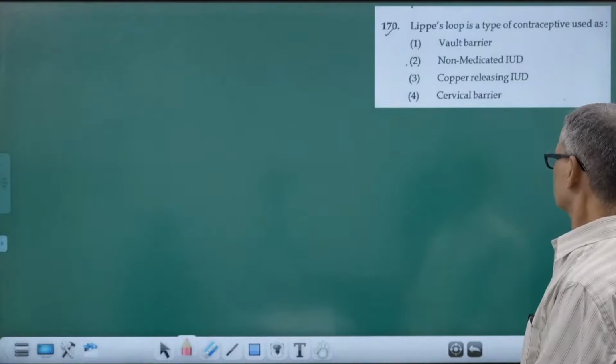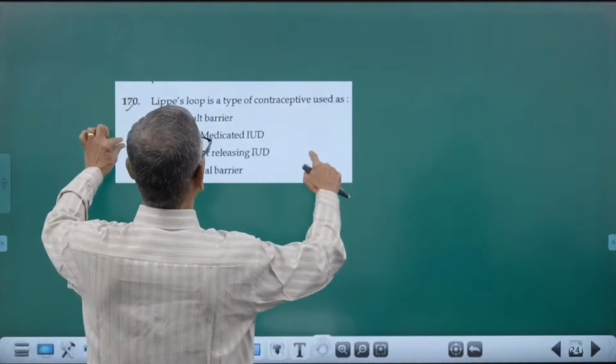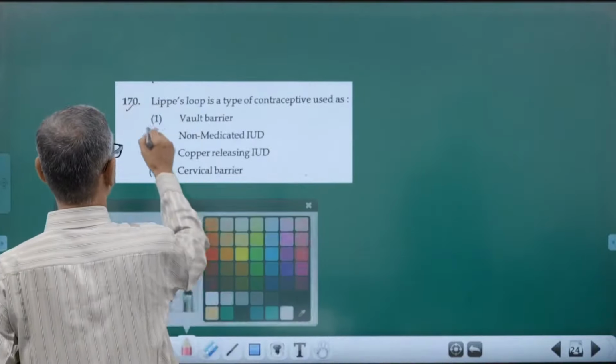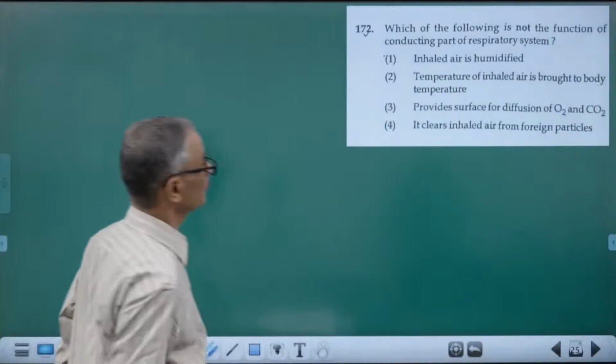Lippes loop. What is that Lippes loop? It is a non-medicated IUD. Lippes loop is a non-medicated IUD.